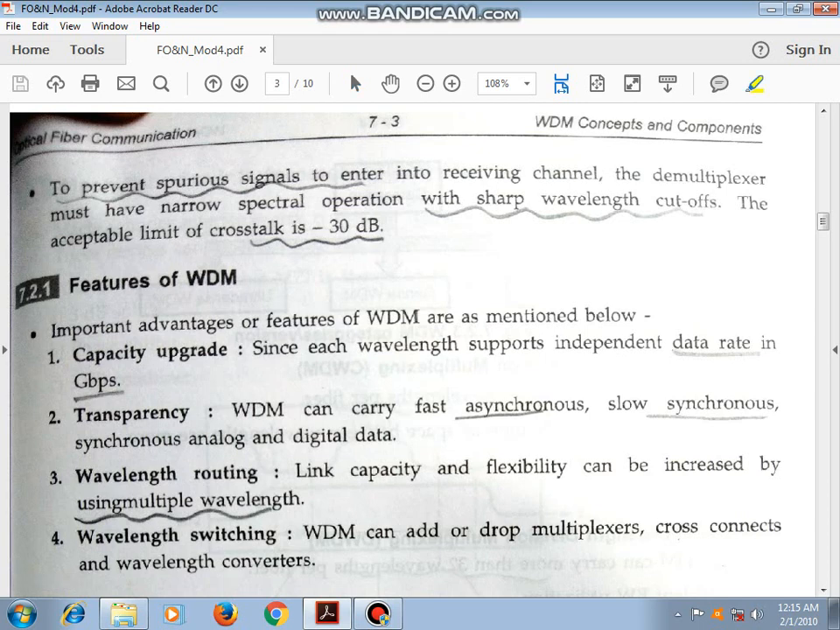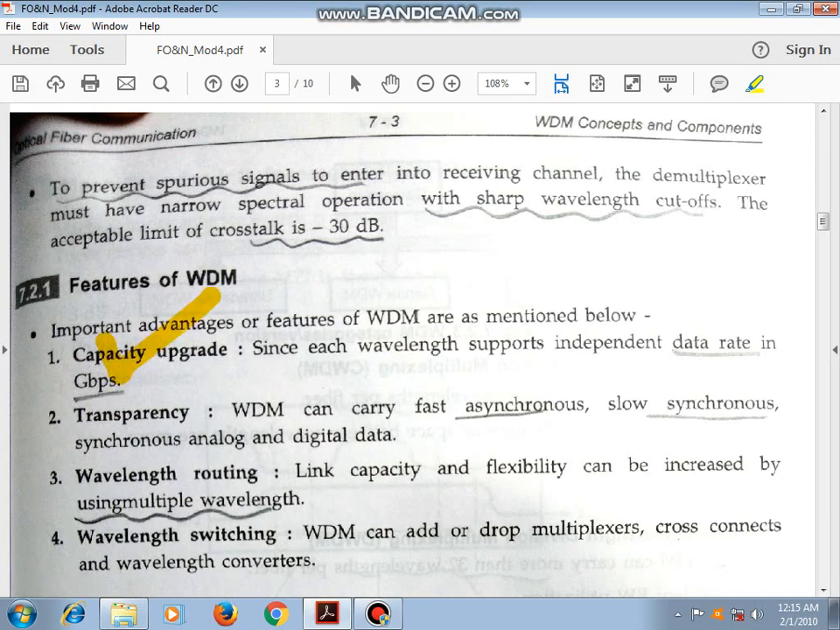We can do capacity upgrading, this is the first feature. Next, transparency, wavelength routing, wavelength switching. We can do all these things. First we'll see capacity upgrading.